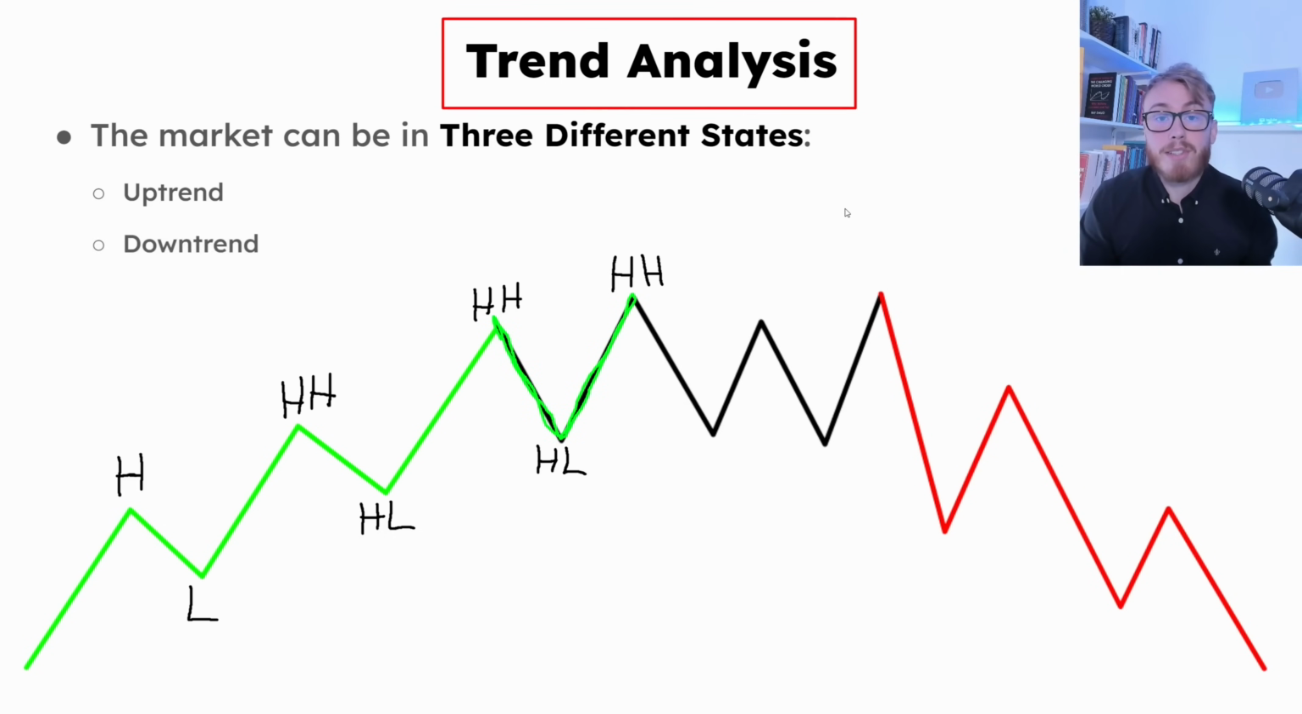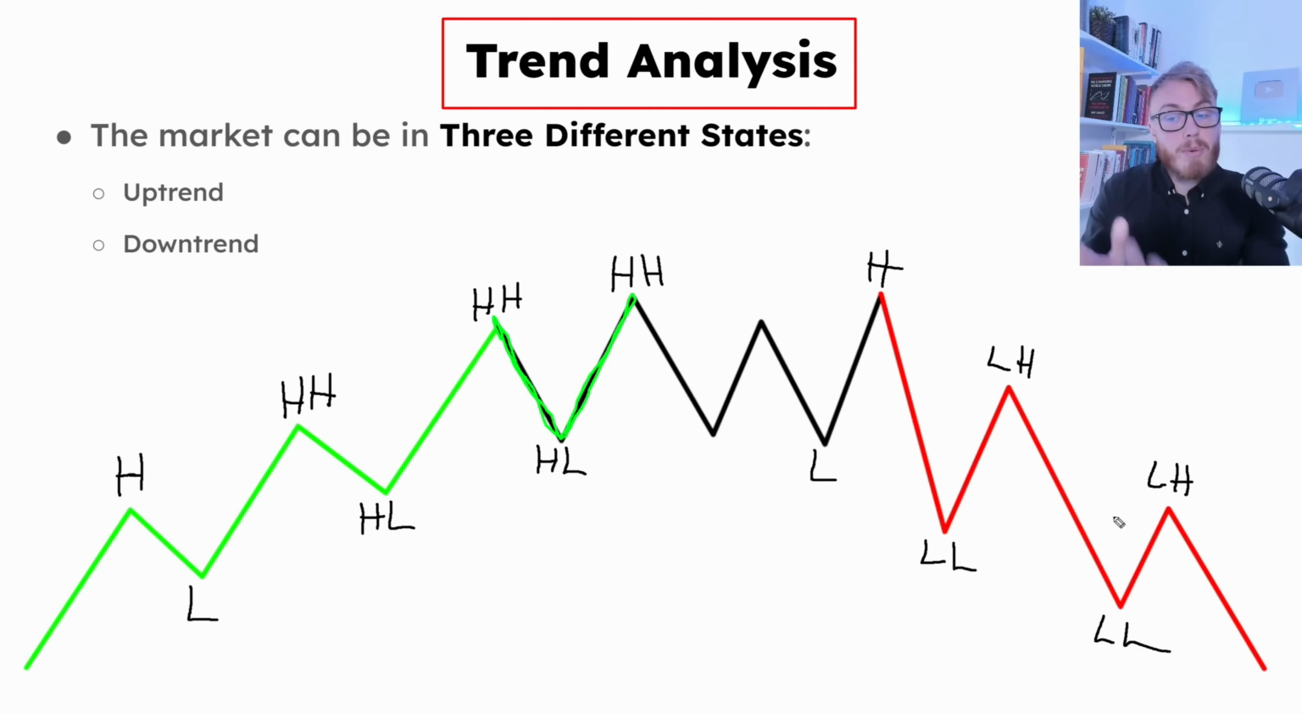The next market state is the downtrend. And the downtrend is just the opposite of the uptrend. Or in other words, we need to print consecutive lower lows and lower highs at the same time. So for example, here we have a low, here we have a high, here we have a lower low, right? And here we have a lower high, lower low, and so on, lower high. So the red part here is a downtrend.